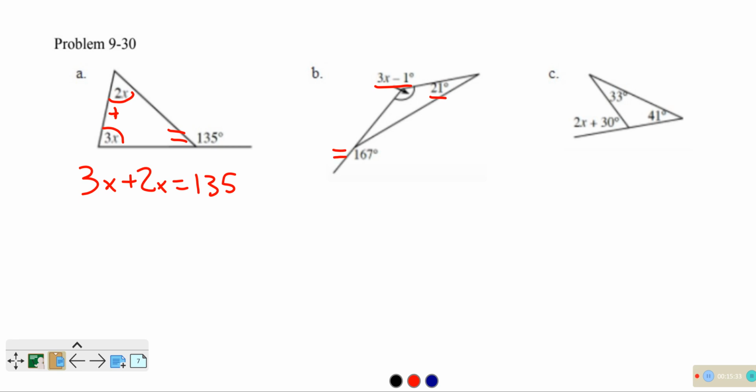Problem letter C, the two remote interior angles will equal the exterior angle. Good luck on solving these equations, finding the value of x, which is going to tell you the missing measure.